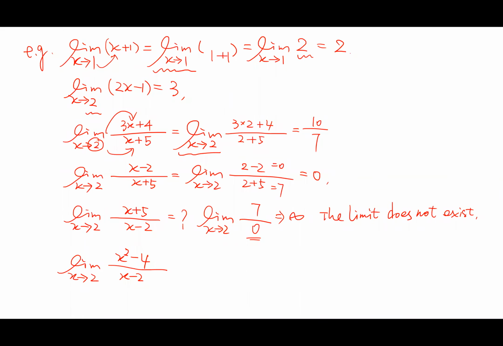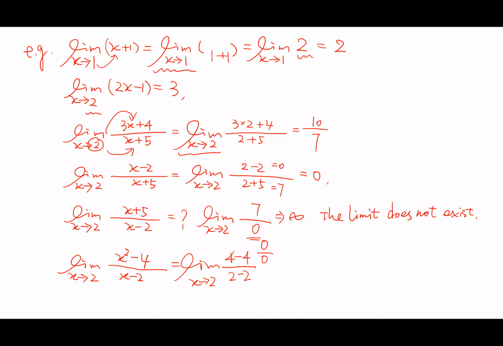So let's solve this problem. Here we often use the substitution way, right? We substitute 2 into this function, so we want to see what happens here. As x approaches 2, that is 4 minus 4 over 2 minus 2. So we see that is 0 over 0.